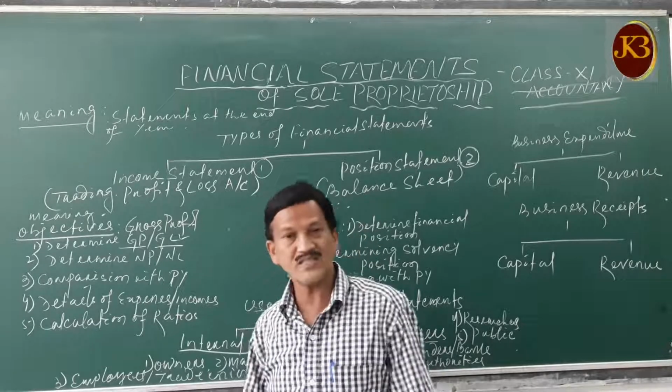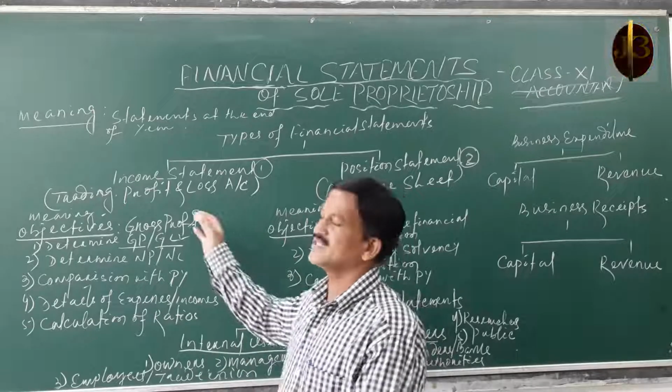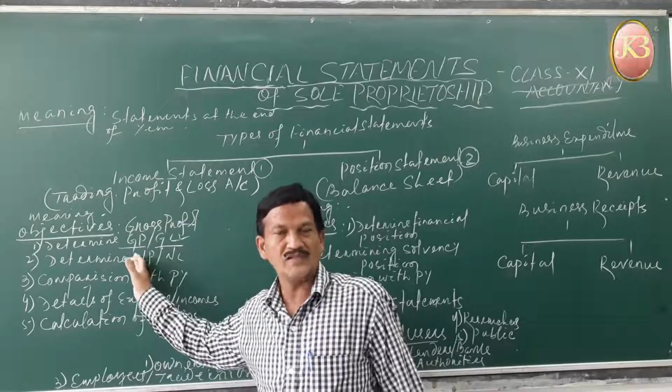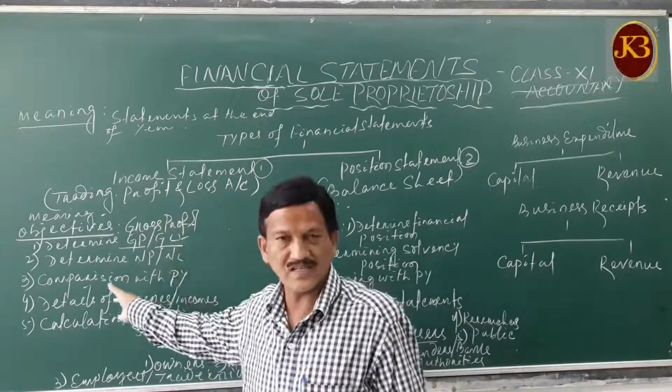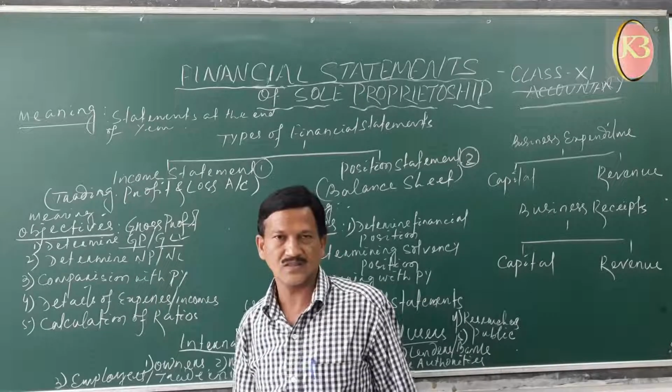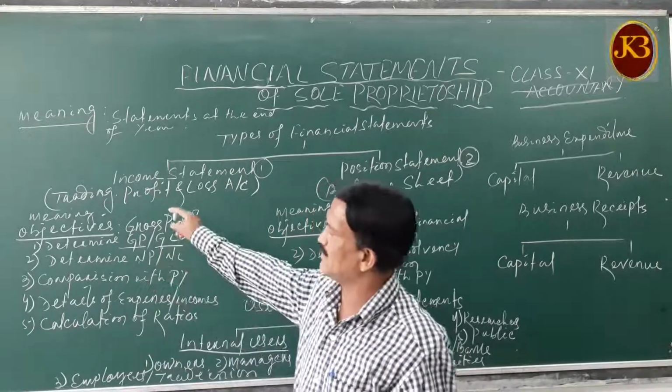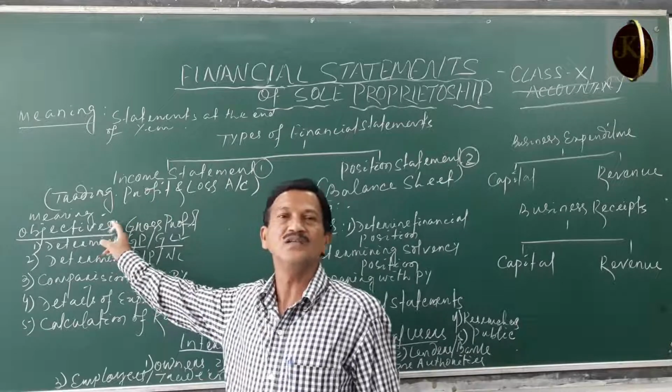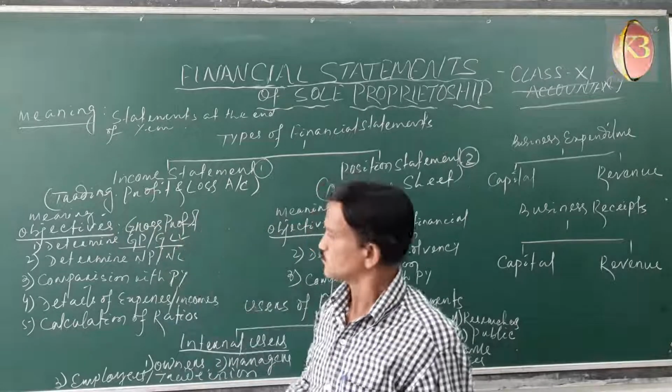If it is a manufacturing business, the total goods produced is subtracted from the total sales, and we will get the gross profit or gross loss. That is the first objective of preparing the trading account, profit and loss account.